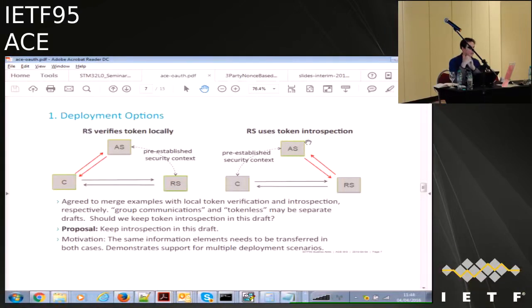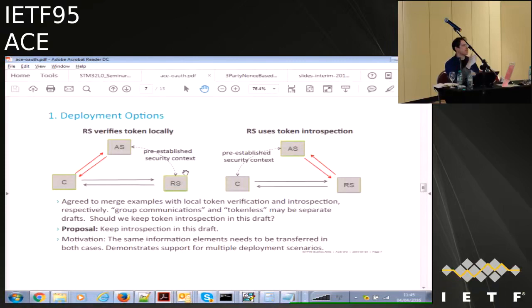Okay, so first question about token introspection. Who is interested in that type of deployment model? Raise your hand. 1, 2, 3, 4. I see 4. The other model is one where there's no token introspection, but the RS verifies the obtained token locally. It can make the authorization decision locally. For a profile, both of them, I don't think makes so much sense. Okay, so who is more interested in this local verification, if you will? Raise your hand. 1, 2, 3, 4, 5, 6.